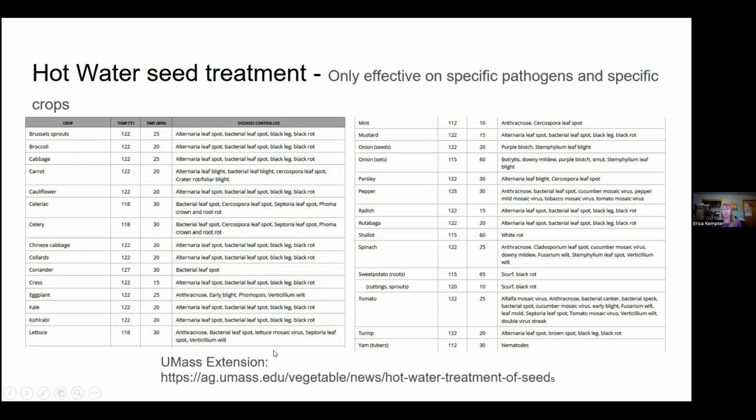It's located at UMass Extension, and the link is down there so that you can find this yourself. This is a great way to look up what diseases you can treat with hot water treatments, and which crops, and the details. When you're doing that hot water treatment, you need to think about a few things.